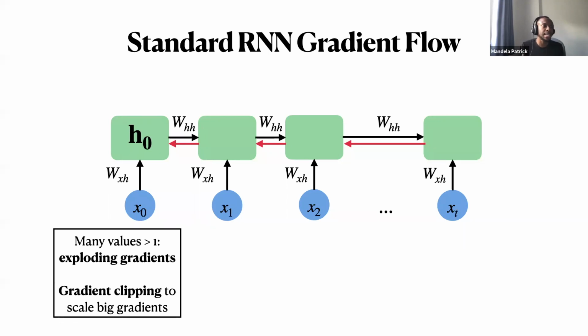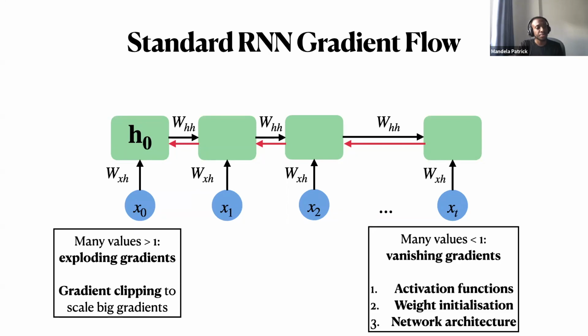What that means is that you're losing the training signal, because the gradient is how we learn. So for very big gradients, we want to clip them. And if you have small values, as you multiply many small values, you get much smaller values. This is what we call the vanishing gradient problem. There are a few ways to tackle it. One is the choice of the activation function. Two is how you initialize the weights. And three is the network architecture.